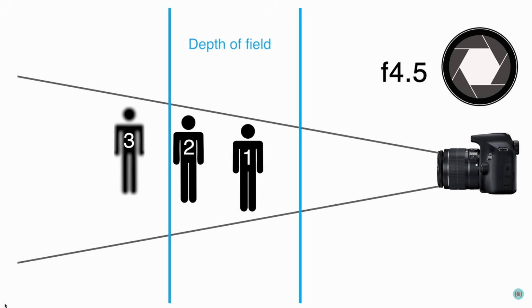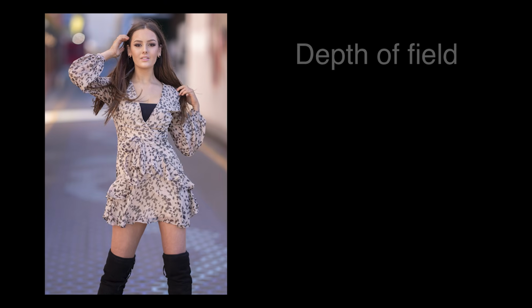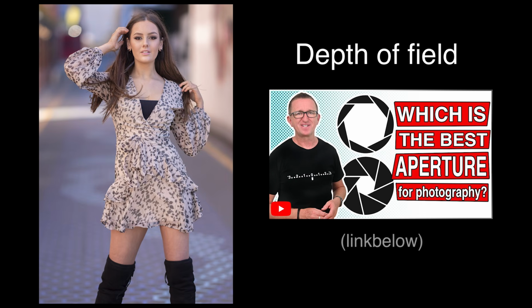It's also worth mentioning that aperture will affect how in or out of focus backgrounds and foregrounds are. This is called depth of field. There's a link in the description below if you wish to know more.